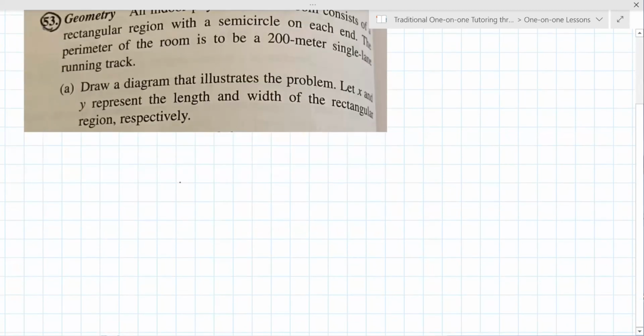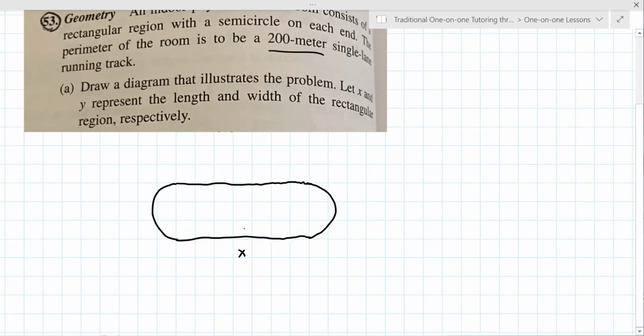It's a rectangular track, and then it's got two semicircles on either side. They tell you that the perimeter is 200 meters. X represents the length, and Y represents the width here. So that's part A. Nothing too unusual about part A. Part B is where it starts getting interesting.